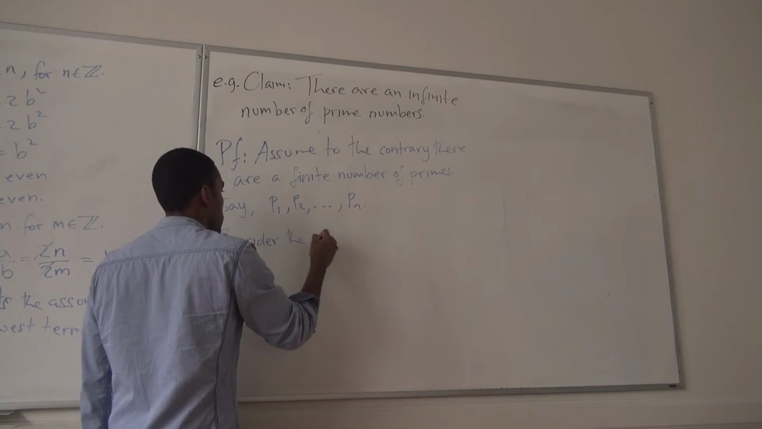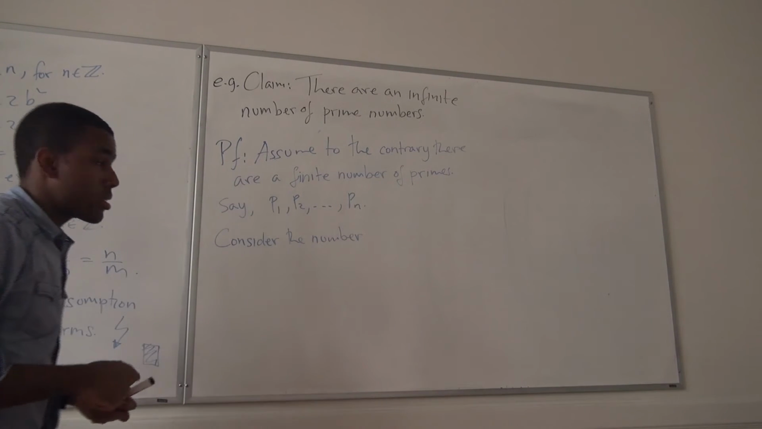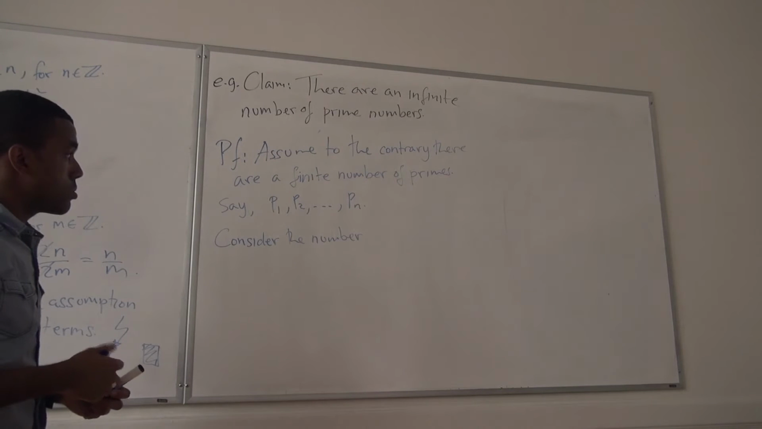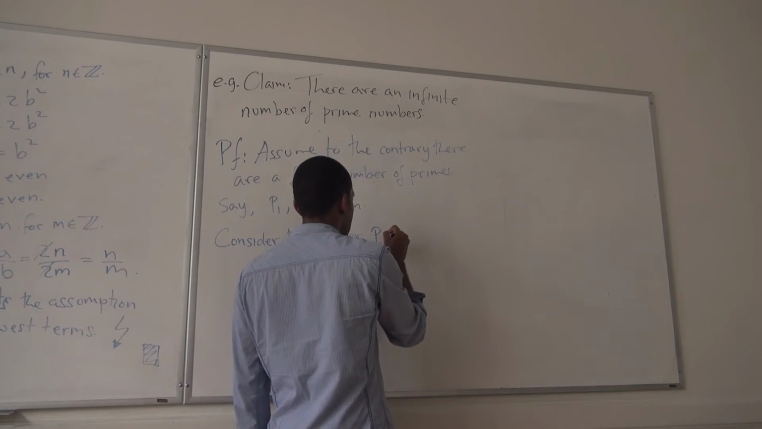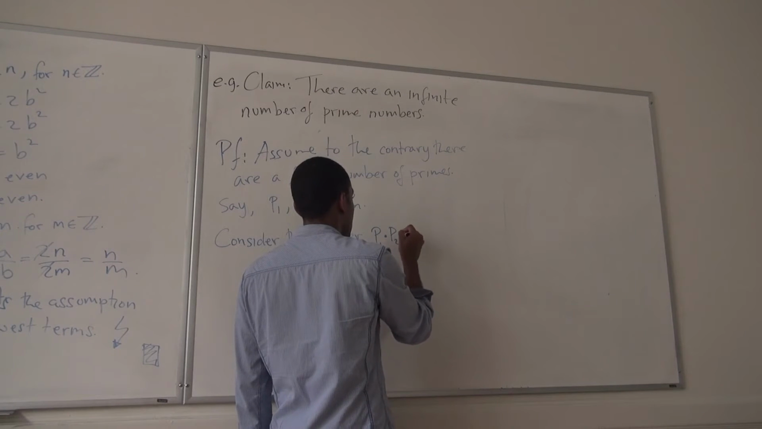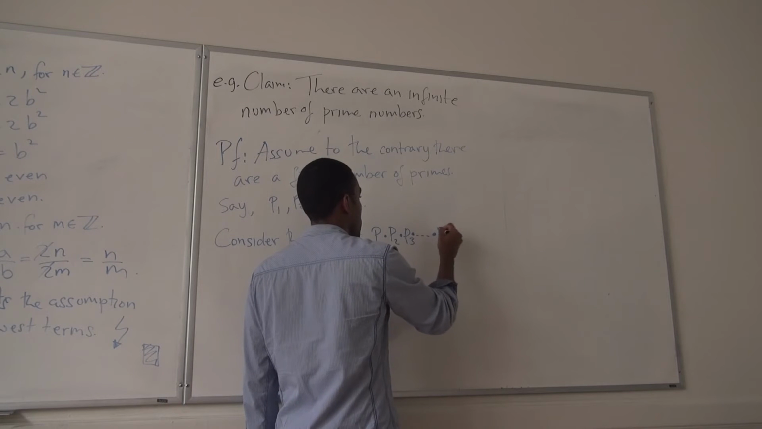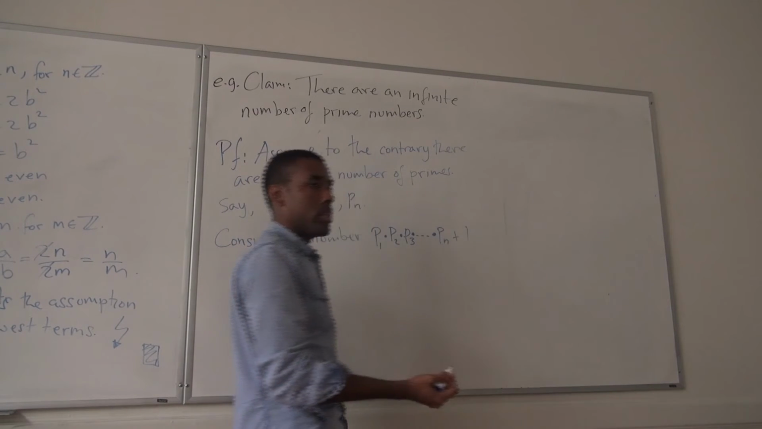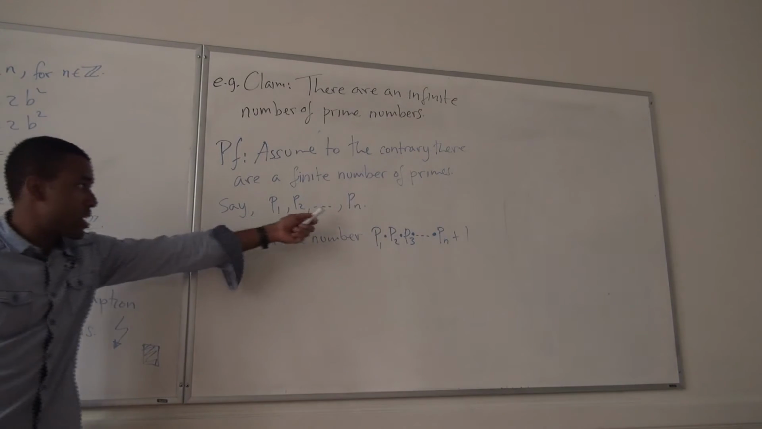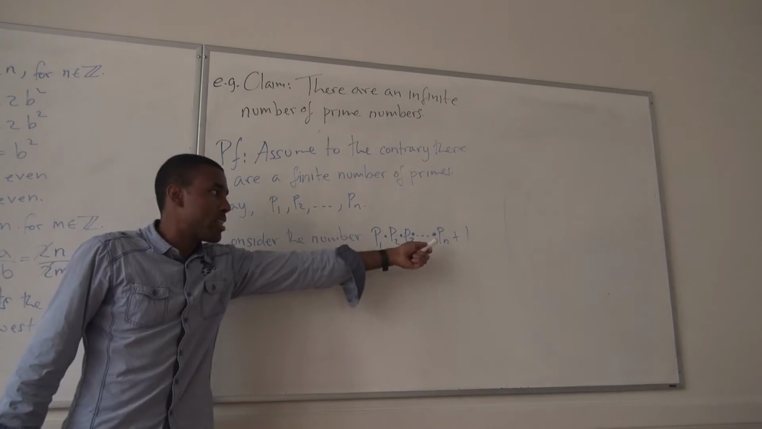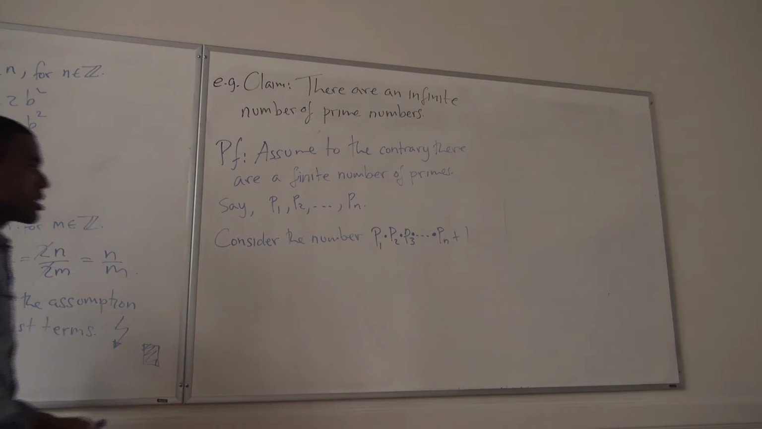What's the next step? You consider a certain number. So just multiply P1 through Pn and then add 1. You multiply all these guys: P1 times P2 times P3, and so on through all of them. And then you just add 1 to it. So he says, assume there's a finite number of primes, and look at this number that I just created. It's clearly another integer, right?